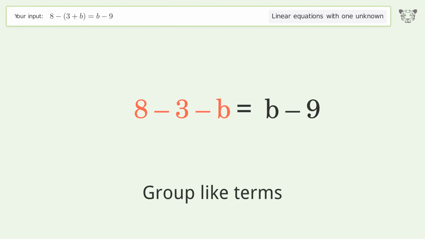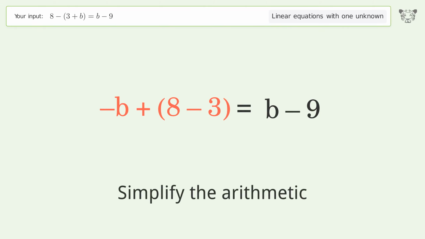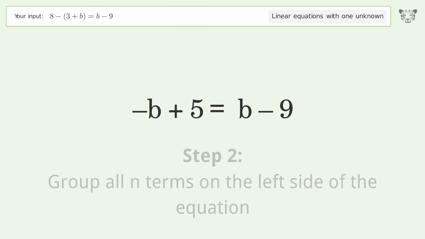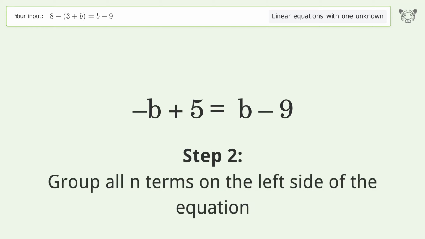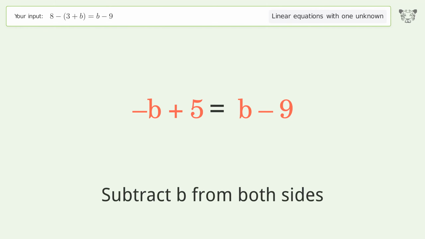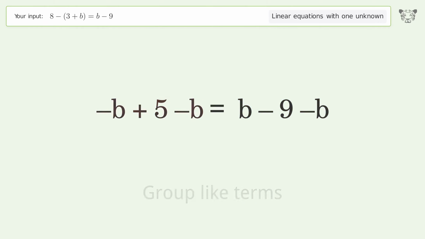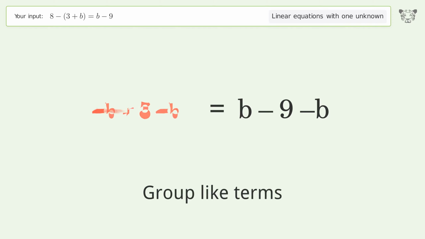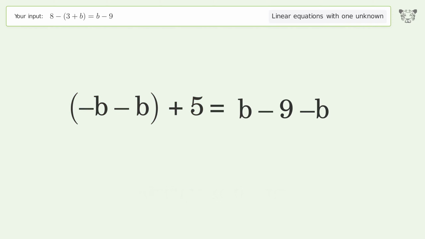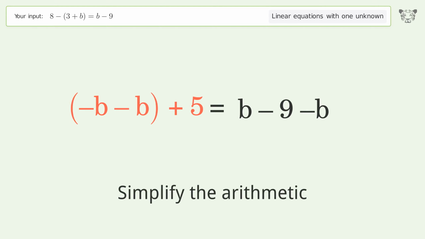Group like terms. Simplify the arithmetic. Group all b terms on the left side of the equation. Subtract b from both sides. Group like terms. Simplify the arithmetic.